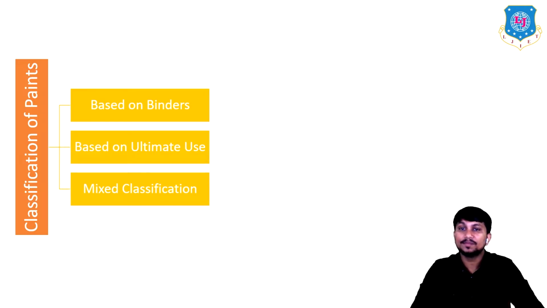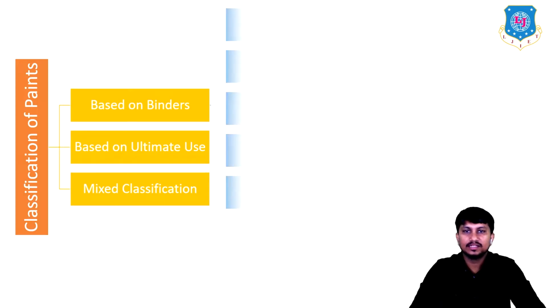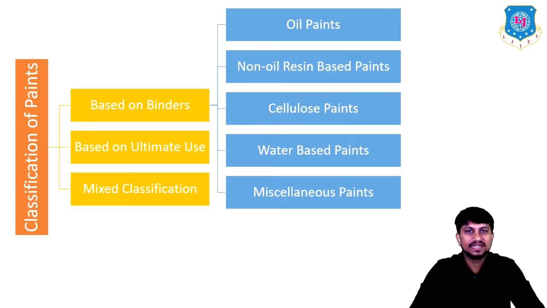This classification of paints is done based on various ways, like based on binders, based on ultimate use of paint, and mixed classification. Based on binders, there are various types of paints like oil paints, non-oil, resin-based paints, cellulose paints, water-based paints, miscellaneous paints, etc.